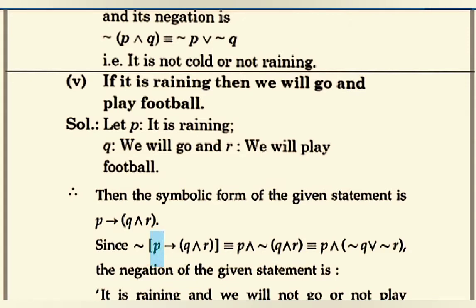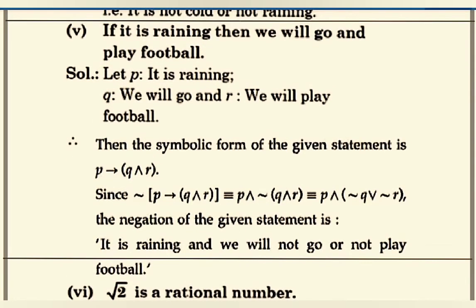Remember here, suppose this is the P statement, and this bracket suppose the Q statement, and we know that the negation of P implies Q is P and negation Q. Here this is negation, and this negation multiplies, separate, write down here negation Q or negation R. Since the negation of the given statement is, first, P and in brackets negation Q or negation R. This P means it is raining, and this "and" right here, negation Q means we will not go, and this or symbol right here as it is, and negation R means not play football. This is the given statement, this is the negation of the given statement.